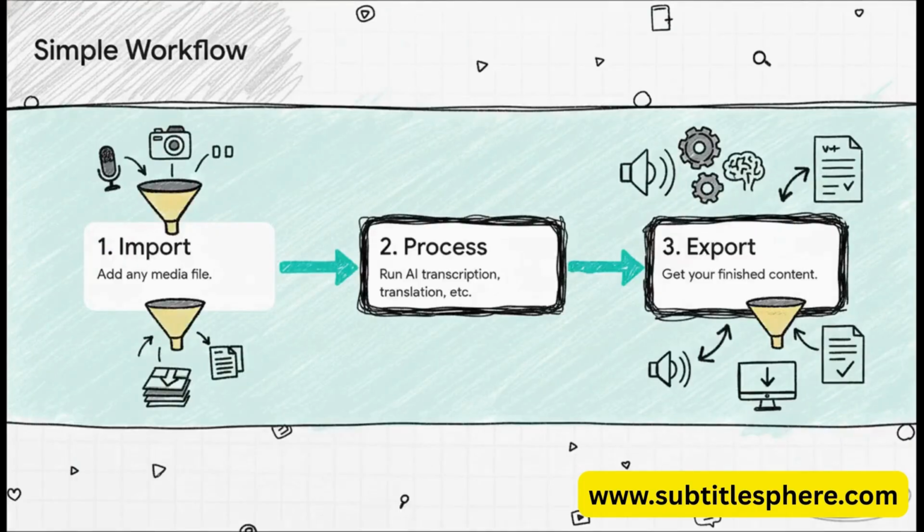Now, you might think with all this power, it's gotta be complicated, but the workflow is designed to be dead simple. It's just 3 steps. You import your files, you pick the AI magic you want to perform, like transcription or translation, and then you export your finished content. That's it. It's made to be completely straightforward.